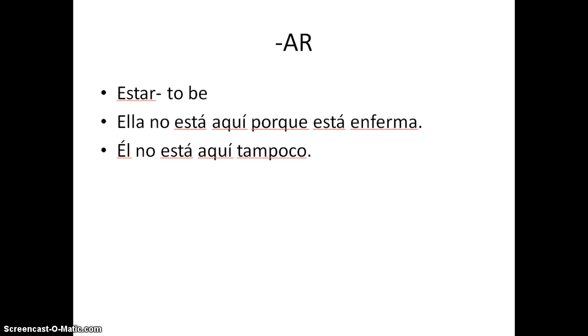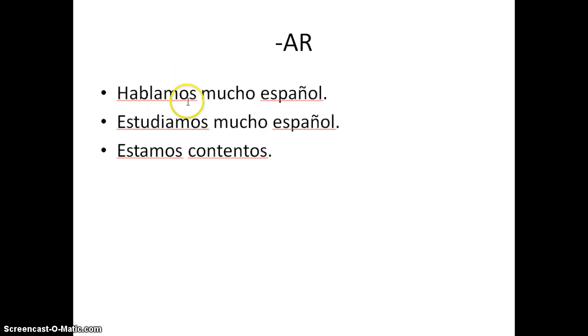Let's keep looking at some more verbs like this. Once we have an amos ending, we say we speak a lot of Spanish. Hablamos mucho español. A new verb for you, but you recognize the ending. This indicates a we subject. We study a lot of Spanish. Estudiamos mucho español. We are happy with the verb estar, amos. Estamos contentos, like we're content, we're happy. Estamos contentos. So what I want you to notice is the similarity for AR verbs in terms of their endings and what they mean.